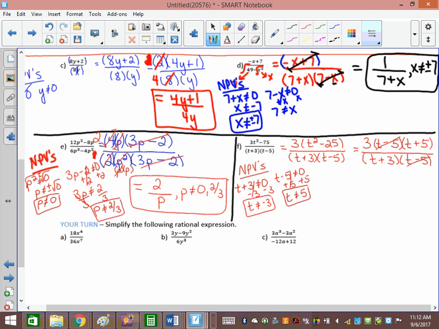The biggest error is that people try and make it more simplified than it actually can be. It's not always just T or 7, okay? It can be complex, and that's fine. So it's 3 times T plus 5 over T plus 3. And then you'd have T cannot equal negative 3 and 5. I ran out of room. Those should be beside the not equal sign. All right?